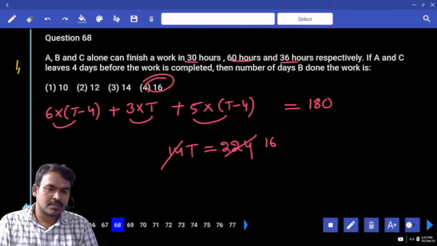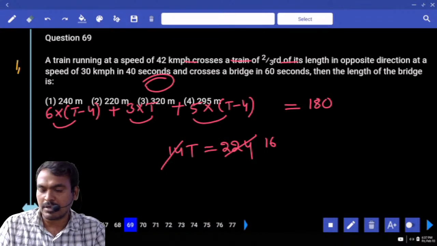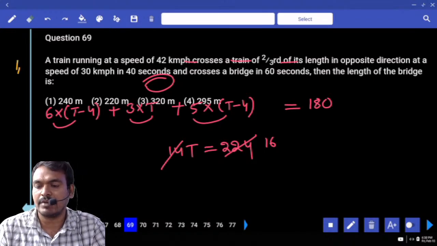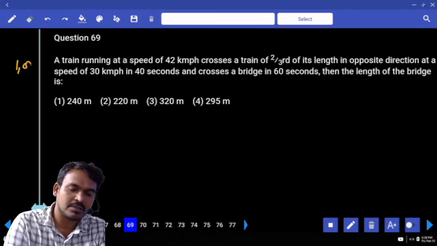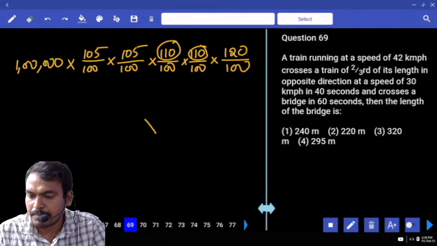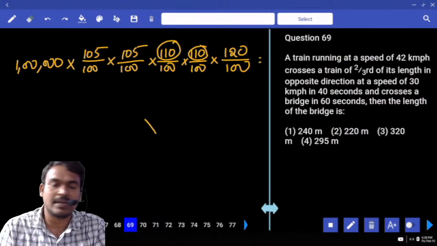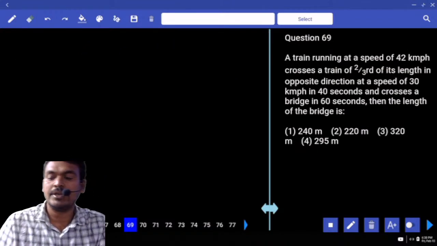Question number 69. A train running at a speed of 42 km per hour crosses a train of 2/3 of its length, in the opposite direction at a speed of 30 km per hour, in 40 seconds, and crosses a bridge in 60 seconds. What is the question here? Find the length of the bridge.